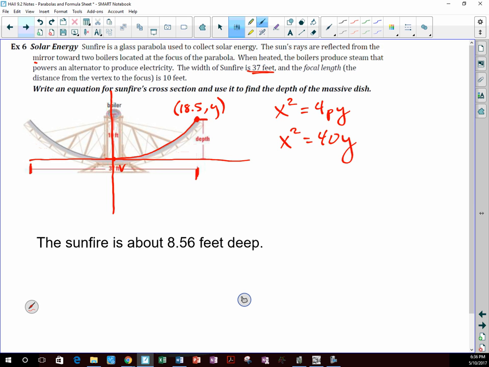But we know that that's a point on the parabola, and any point that's on this parabola will work in the equation that we came up with. So if we put in 18.5 for x, we're going to be able to solve for y.